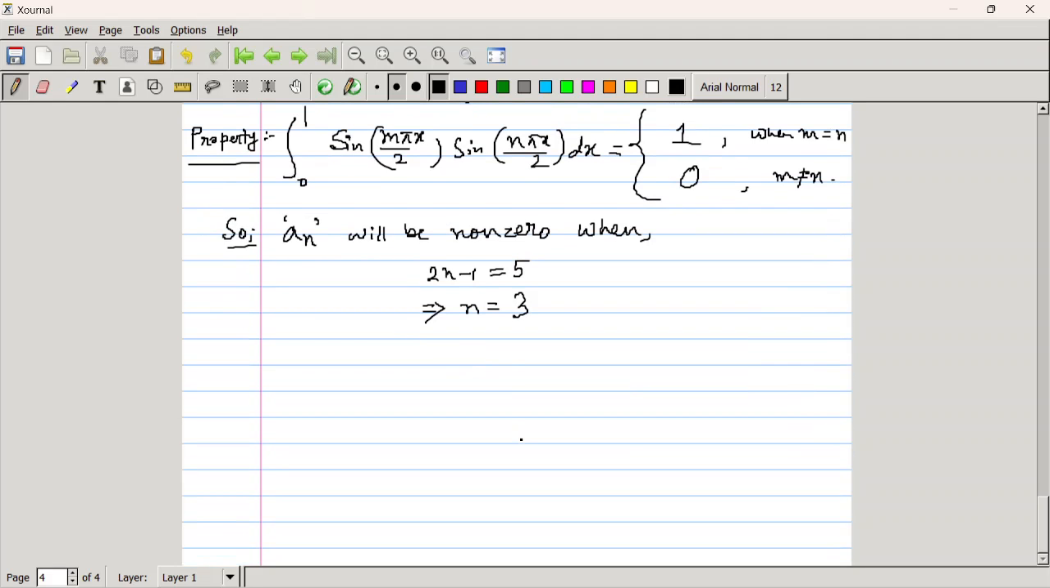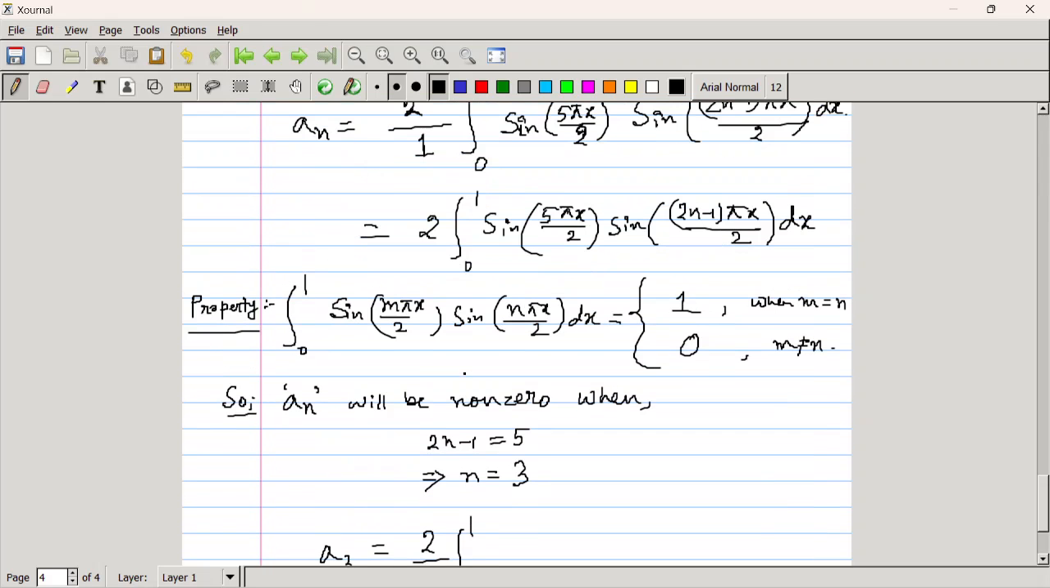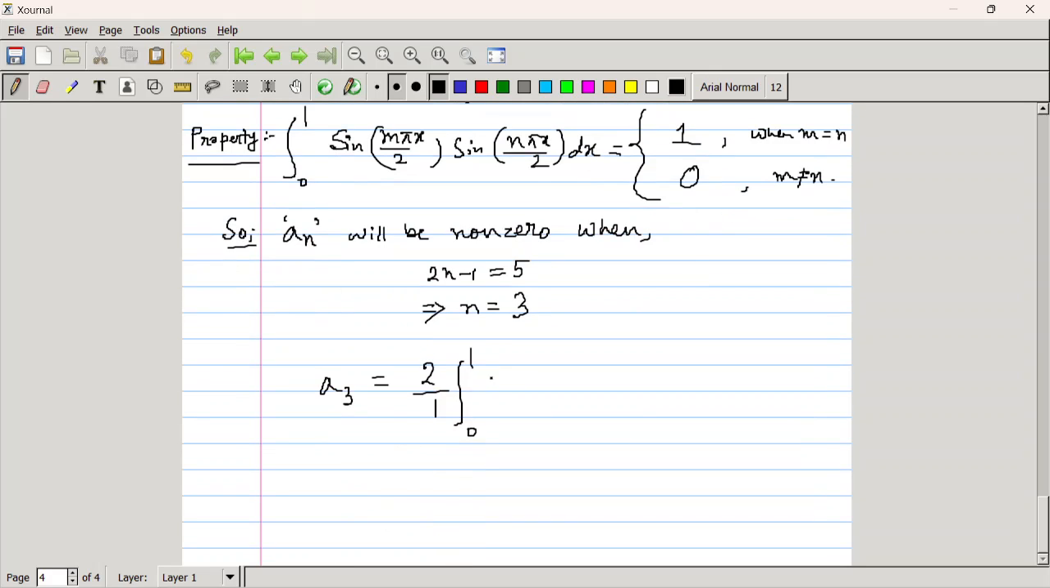So what is the value for that? We have to write a3, right? a3 means 2 by 1 integral 0 to 1. I am putting n equal to 3. So sine 5 pi x by 2 into sine of 2 into 3 minus 1, that is 5, 5 pi x by 2 again. So I will get sine square 5 pi x by 2 dx.